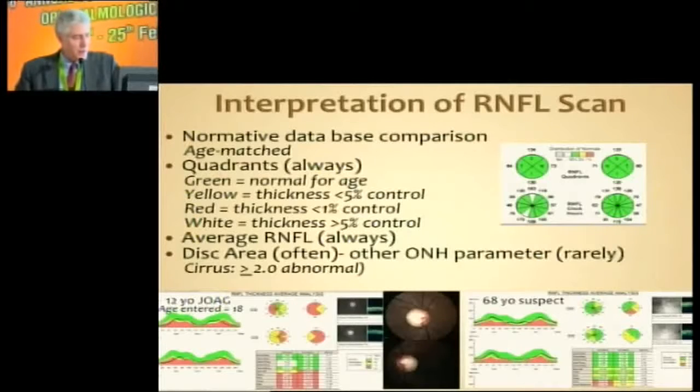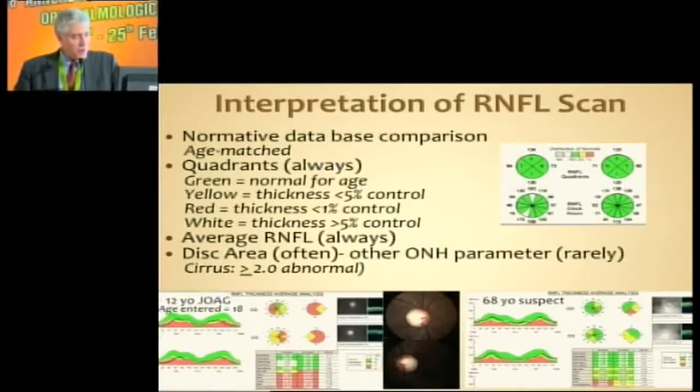But anyway, we have a normative database. It's important to use that to compare the information you have about the patient to what's normal. We have quadrant analysis and also sectorial analysis. We pretty much only use the quadrant analysis because the sectorial analysis has a relatively small number of scans, and it's not inherently quite as reliable. But green means it's normal. Yellow is in the lower 5% of normal. Red is in the bottom 1%. And white is in the top 5% or higher of the normative database. So this is useful information. If you see red, that's bad, and it's abnormal. So it makes it simple for us.